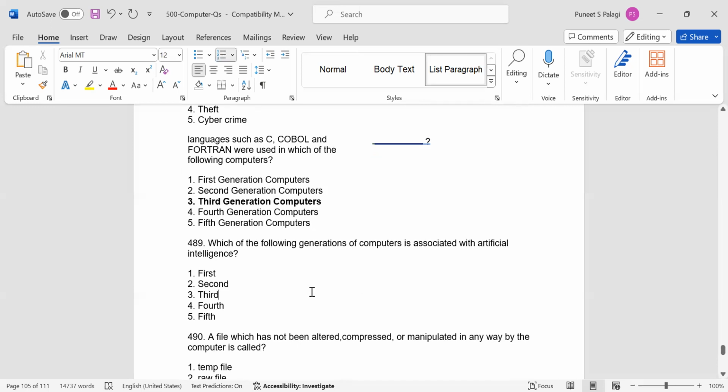Which of the following generations of computers is associated with artificial intelligence? So it is fifth.